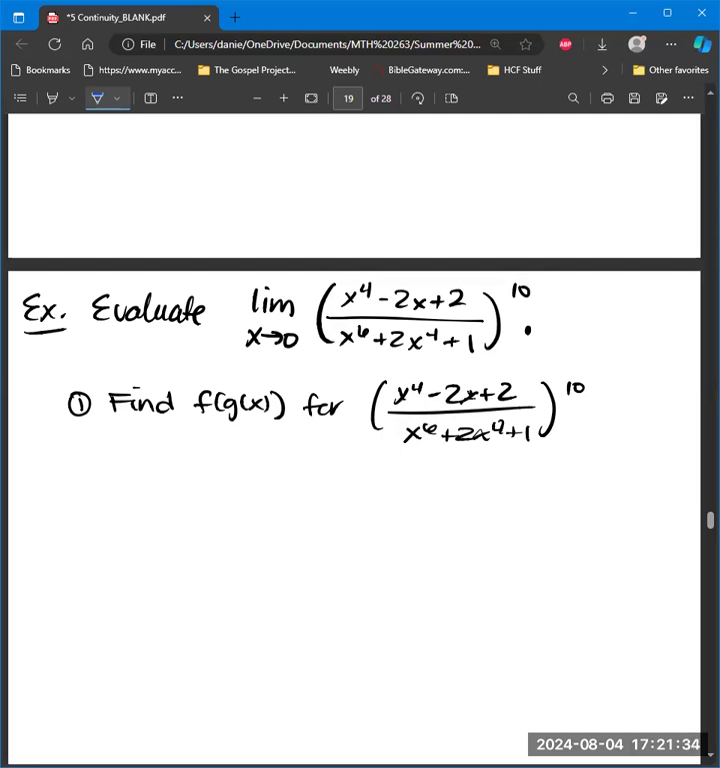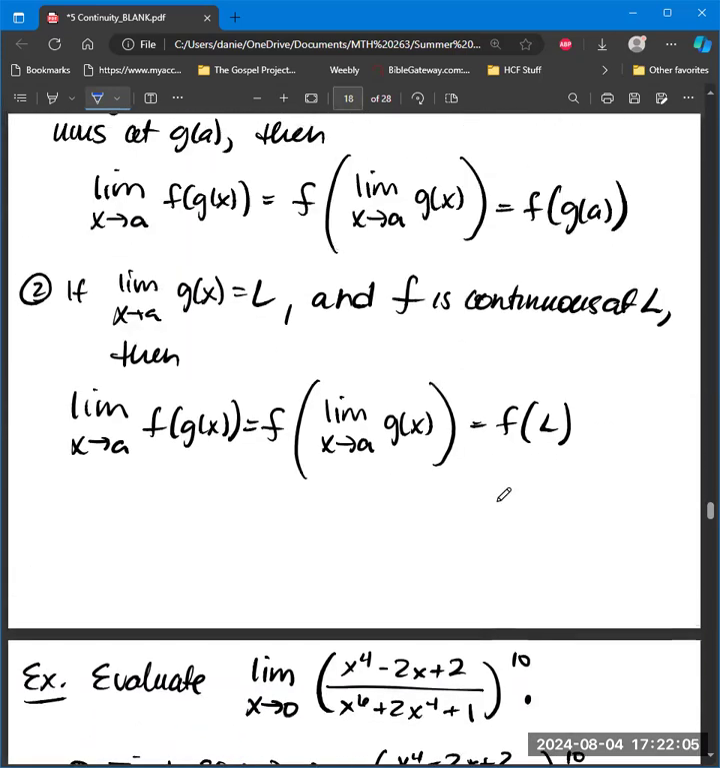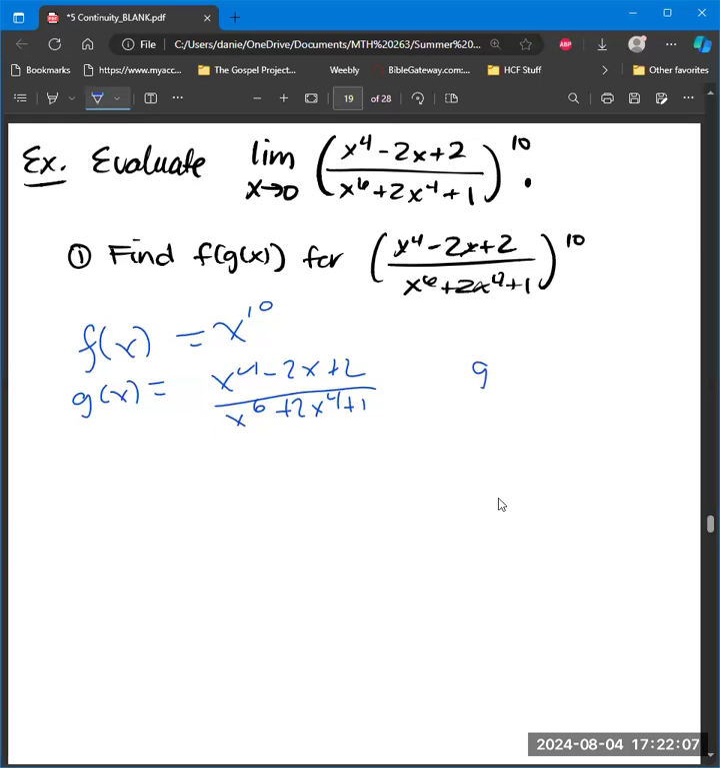So our f of x here is equal to x to the 10th. Our g of x is equal to (x to the 4th minus 2x plus 2) over (x to the 6th plus 2x to the 4th plus 1). Check that. Yes, that works. That gives us our composition. And we're going to say now that g is continuous at 0. So we're going to find g of 0. g of 0 is going to be 2 over 1, which is 2.